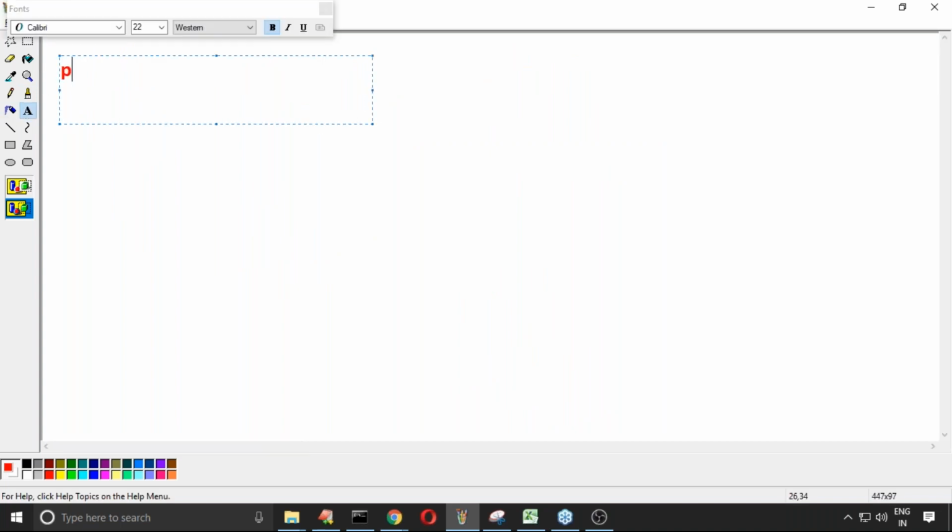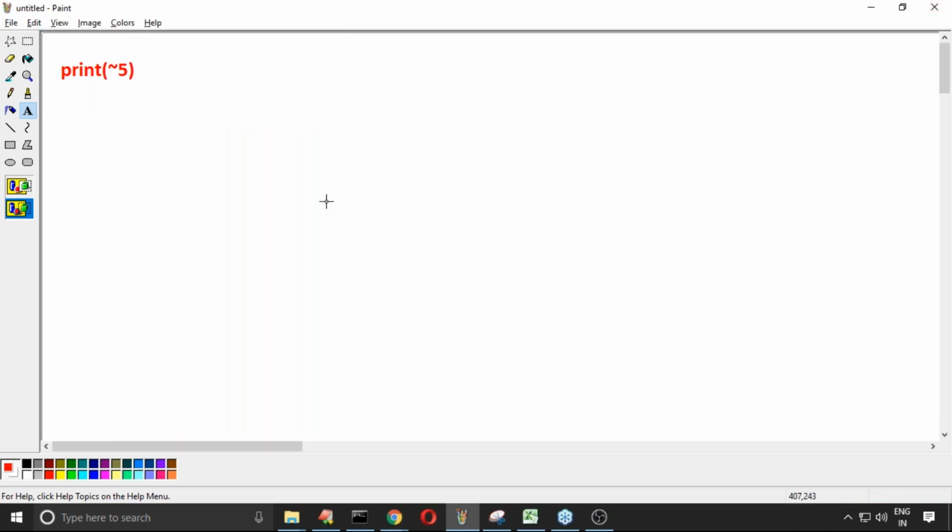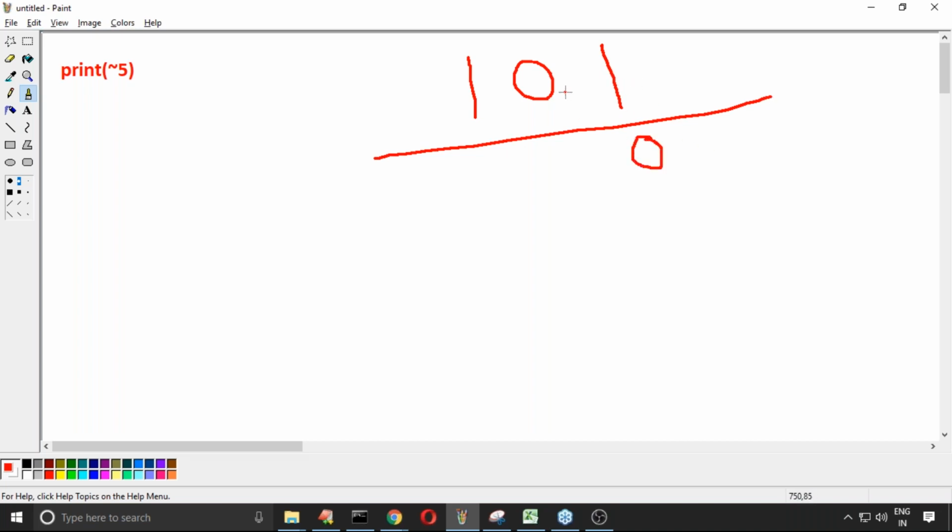Print the bitwise complement of 5, I'm trying to take. Don't say that 5 becomes minus 5 because of complement. No, not the sign. 5 means what? 101. Now can you please complement this one? 1 will become 0, 0 will become 1, 1 will become 0. So 010, what about its value?